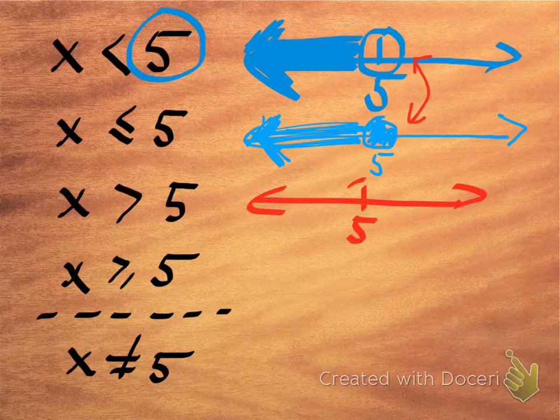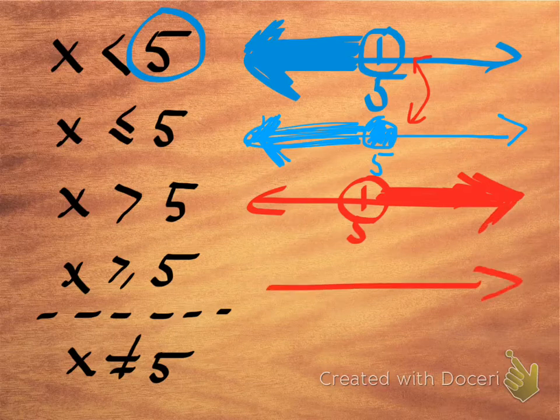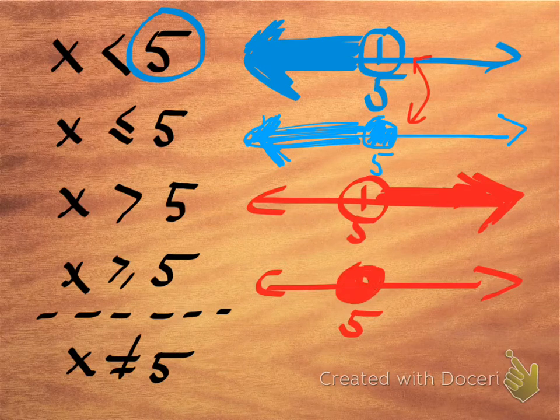If it's greater than 5, it's an open circle on 5. And this time I'm going to be shading all the things that are bigger than 5. And so I think you probably know where we're going with this. If I do greater than or equal to 5, we'll do a closed circle on 5 because we're going to include 5, and we're going to shade everything to the right.